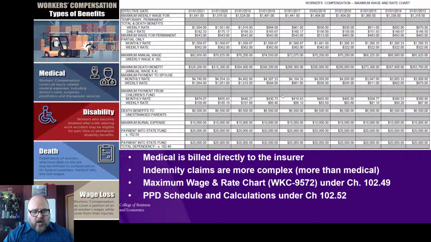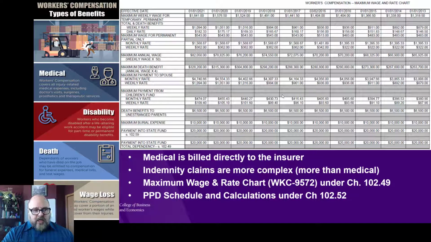So how much do things cost and how much can be compensated? I have over here medical, disability, death, wage loss. Like I said, most claims are medical only, and that's just whoever's treating the injured worker, they bill the carrier and they get reimbursed.